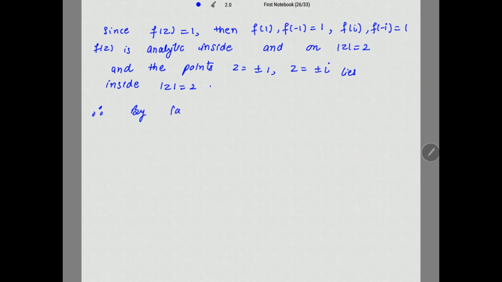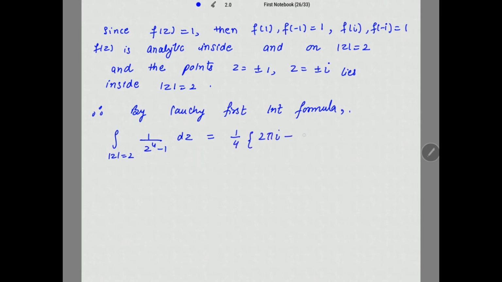So by Cauchy's first integral formula, because all the denominators have the power 1, integral over mod z is equal to 2, 1 over z to the power 4 minus 1 dz. If you apply it now and solve all these separate ones, you will be getting 1 over 4 times 2 pi iota minus 2 pi iota minus 2 pi plus 2 pi. All those cancel with each other and the final answer will be 0. Just calculate on your own.